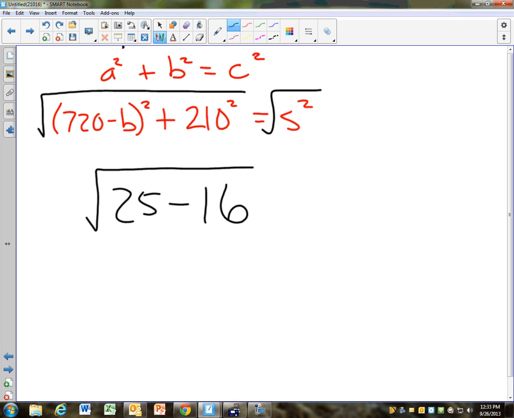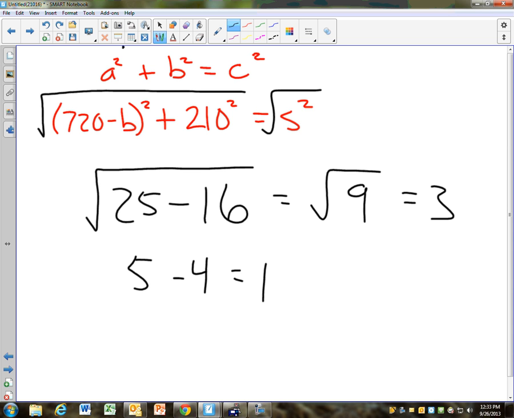Okay. Let's say you've got 25 minus 16. What's the square root of 25? What's the square root of 16? 5 minus 4 is 1. But if you actually evaluate this, 25 minus 16 is 9, and the square root of 9 is 3.